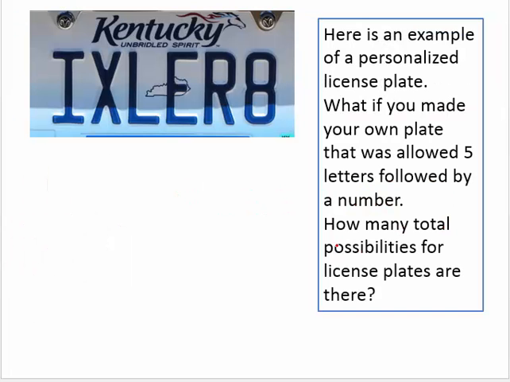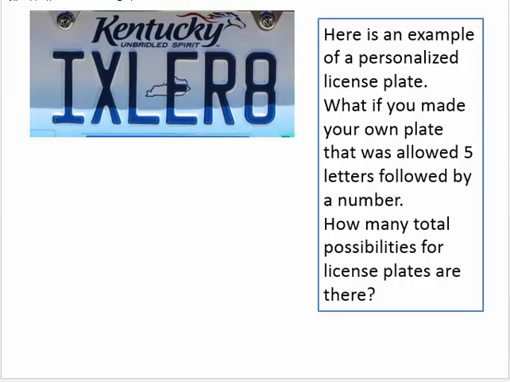Next one, personalized license plates. What if you had your own plate? This one says I accelerate. This person must drive fast. But let's say you had your own license plate and you want to make it, and here's what you're allowed: 5 letters followed by a number. How many total possibilities of license plates are there?